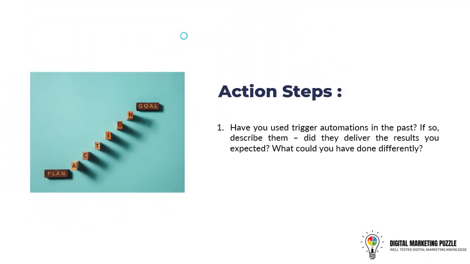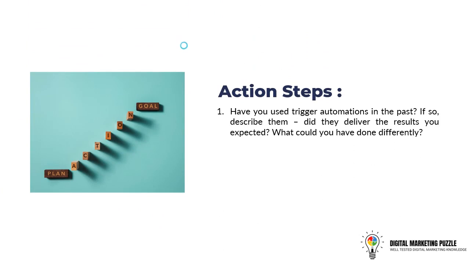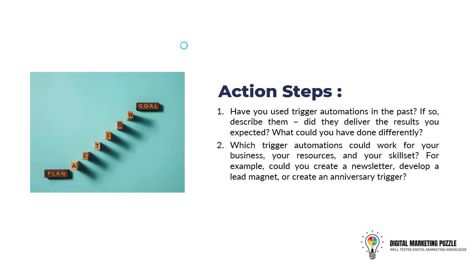Action steps. 1. Have you used trigger automations in the past? If so, describe them. Did they deliver the results you expected? What could you have done differently? 2. Which trigger automations could work for your business, your resources, and your skill set? For example, could you create a newsletter, develop a lead magnet, or create an anniversary trigger?